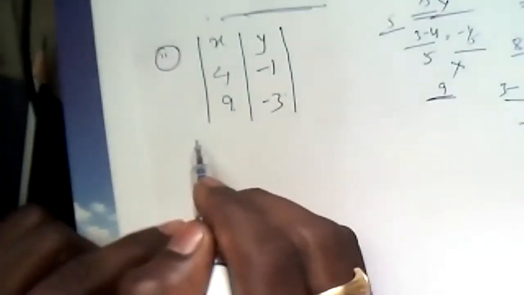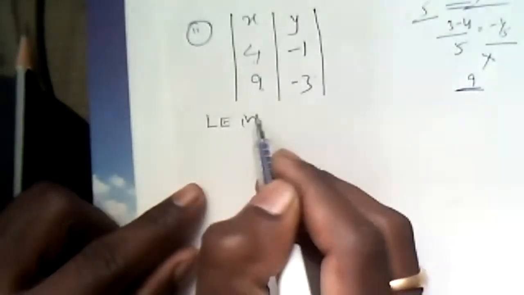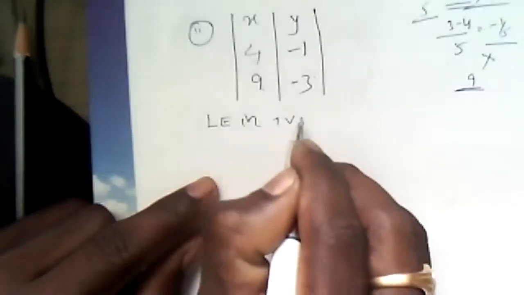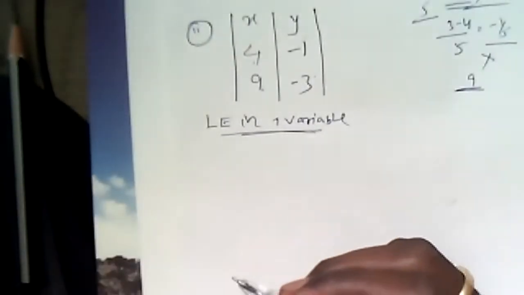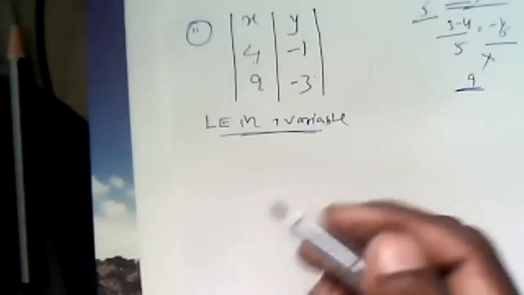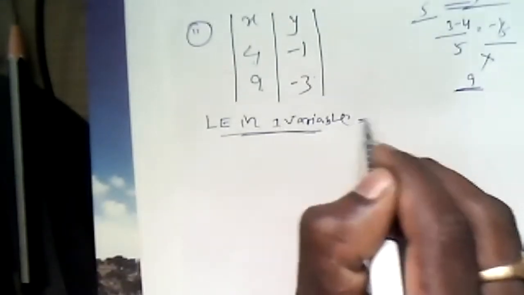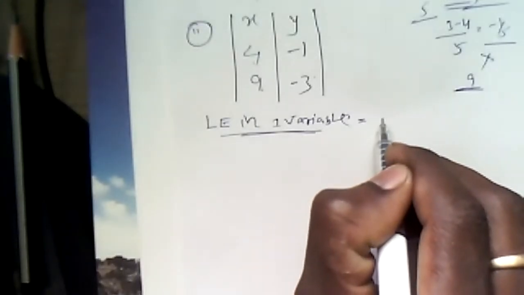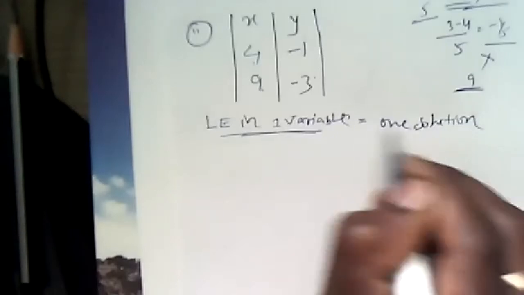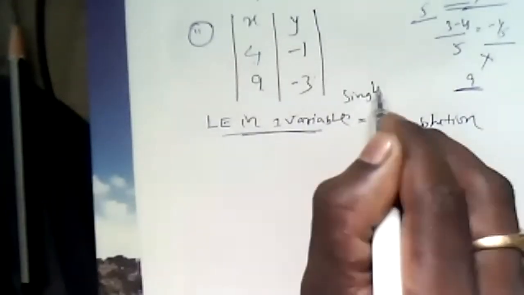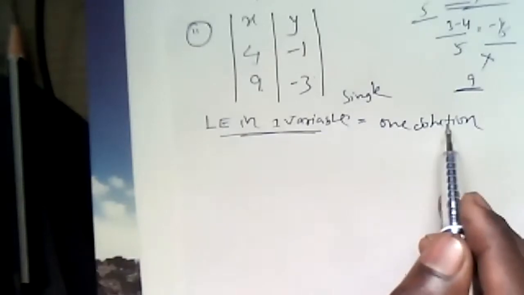Suppose you already studied linear equations. Just listen. Linear equations in one variable, you already studied. For a linear equation in one variable, how many solutions? Only one solution. Unique means single. An equation in one variable has only one solution.